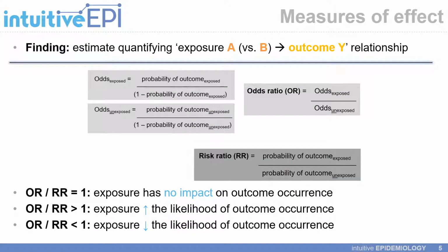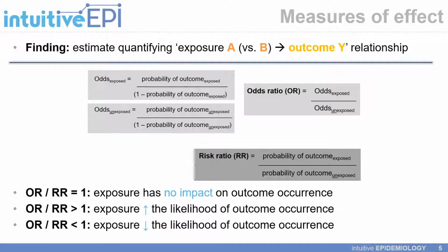In terms of quantifying a relationship between two variables, in this case an exposure and an outcome, we can use measures of effect. In a previous video, we discussed the odds ratio, and in the paper I will present in this video, you will see risk ratios. A risk ratio is a probability of the outcome occurring in the exposed group divided by the probability of the outcome occurring in the unexposed group.